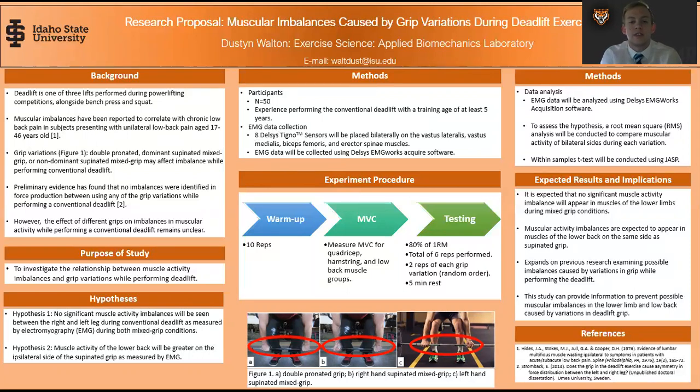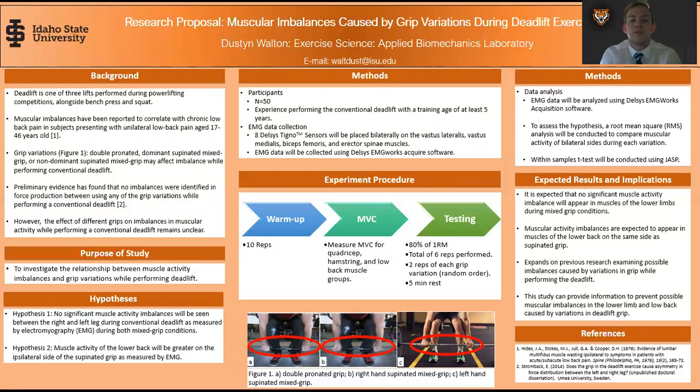For the experiment procedure, there will be a warm-up of 10 reps with reps being performed at 50%, 60%, and 70% of the 1 rep maximum as reported by participants. Following the warm-up, we will measure the maximum voluntary contraction for the quadriceps, hamstrings, and low back muscle groups. The maximum voluntary contraction is the amount of muscle activity that the participant can maximally contract against a load that they cannot move, to measure their maximum contraction for that muscle group.